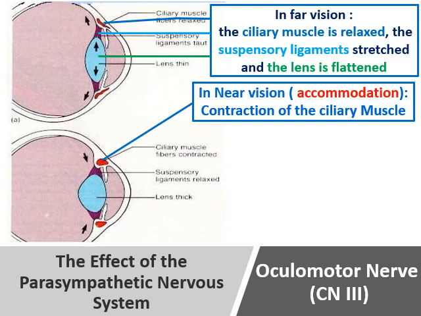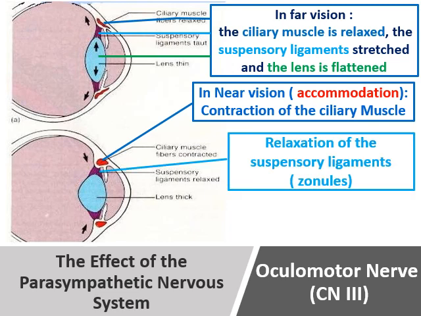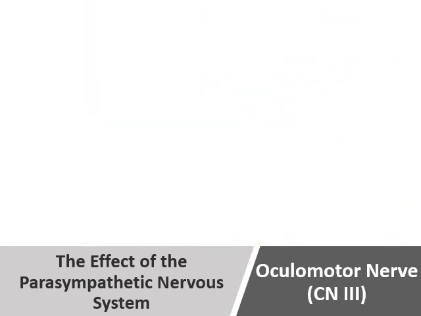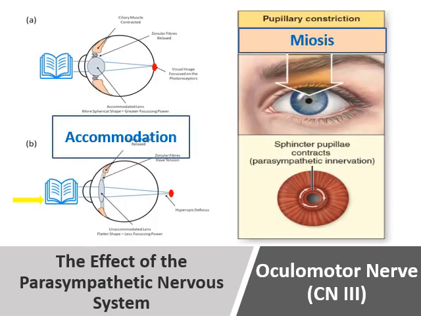While in the accommodation to near vision, there is contraction of the ciliary muscles, relaxation of the suspensory ligament, the zonules. Thus, there is increase in the curvature of the lens, which will increase its dioptric power. So remember that the postganglionic fibers of the oculomotor nerve enter the eye as short ciliary nerves. It produces miosis and accommodation, both of which are components of the near response.